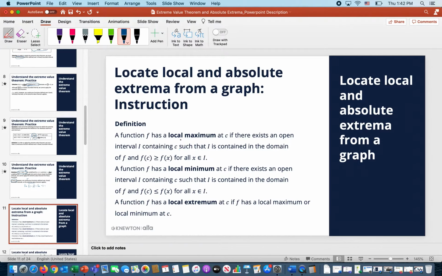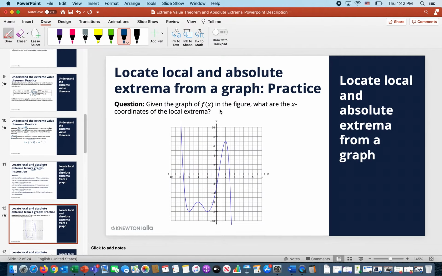So there's another thing here that we want to be able to do, and that is look at a graph and tell kind of what's going on. Okay, so I'm not going to read that slide to you. I really just want to talk about these things here. Given the graph, what are the x coordinates of local extrema?